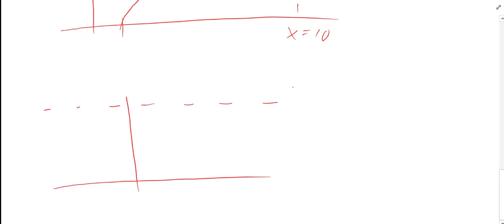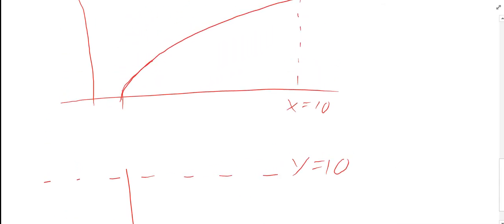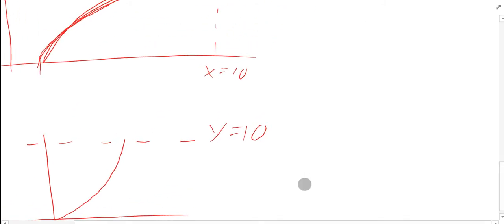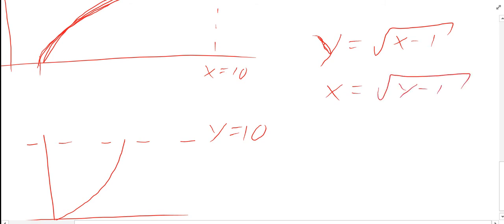I can make that y equals 10, but then I wouldn't have a square root function. It'd still have a parabola. I'd have this side right here. It would look like that. When I say switch x and y, you still need to switch the x and y in that equation. So it was y equals root x minus 1. You're going to switch that to x equals root y minus 1 and just solve that for y. It just creates a whole new picture, okay?